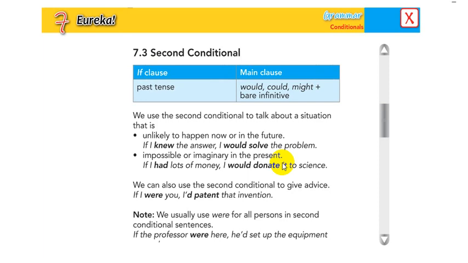Wish me, guys, wish me luck. I really need to buy a car. So these are things which are impossible to happen, which means that I don't have enough money. I can't donate it to science.